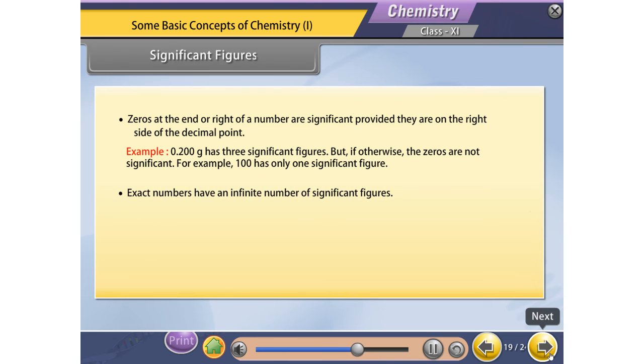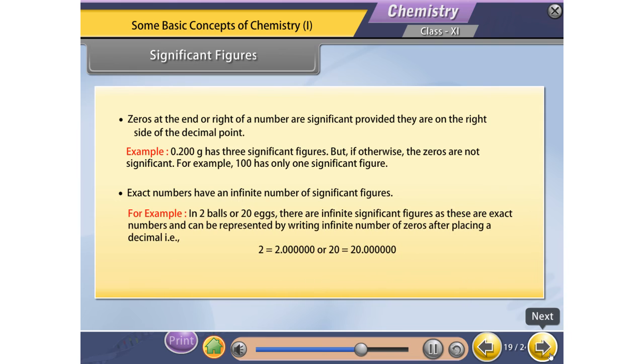Exact numbers have an infinite number of significant figures. For example, in 2 balls or 20 eggs, there are infinite significant figures, as these are exact numbers and can be represented by writing infinite number of zeros after placing a decimal, that is, 2 is equal to 2.0000 or 20 is equal to 20.00000. 4.01 times 10 raised to the power 2 has 3 significant figures, and 8.256 times 10 raised to the power minus 3 has 4 significant figures.